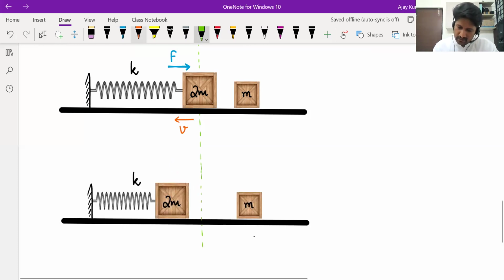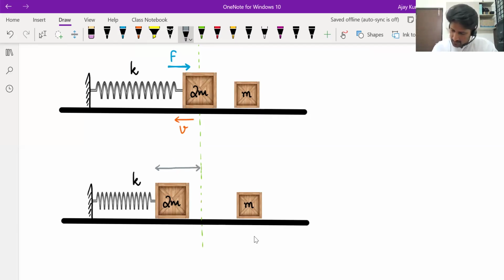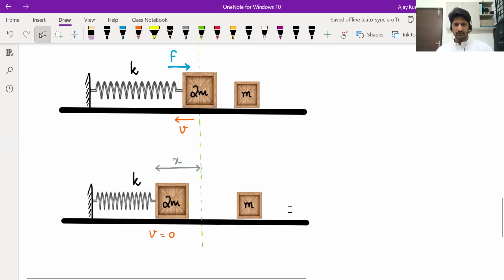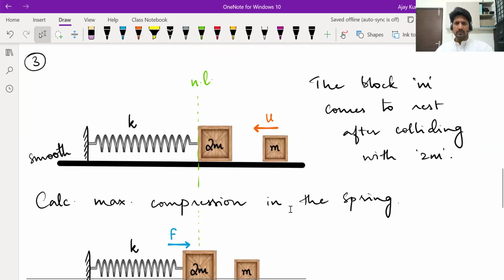So these are the different stages. This maximum compression is what you are asked to calculate. So why won't the spring compress any further? Because by then the velocity of 2m has become 0. Now what is there to compress it any further? So this is what is going to happen.